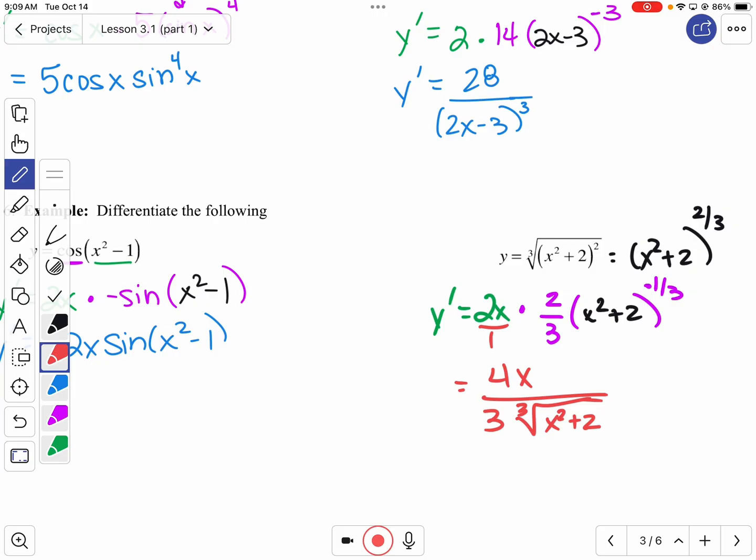So you're starting to get the feel for the inside, the outside, how the rule works. Derivative of the inside, derivative of the outside, keep the inside the same. All right, well, let's just jack it up a little bit.